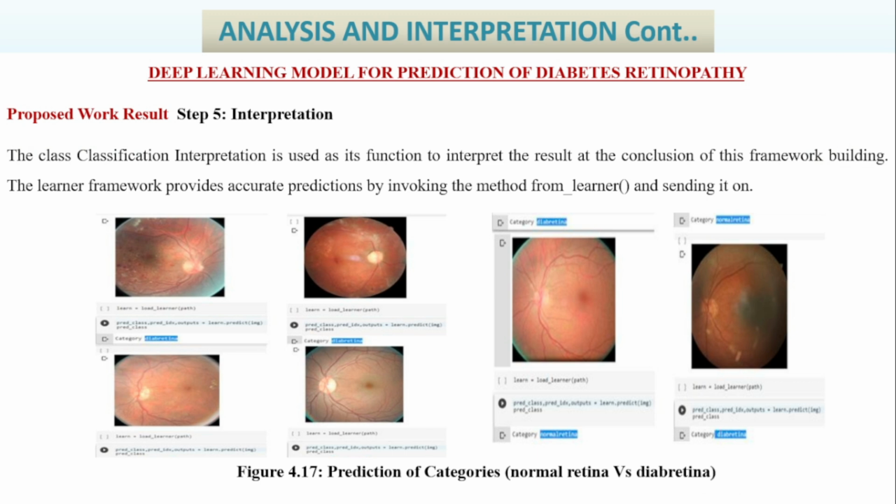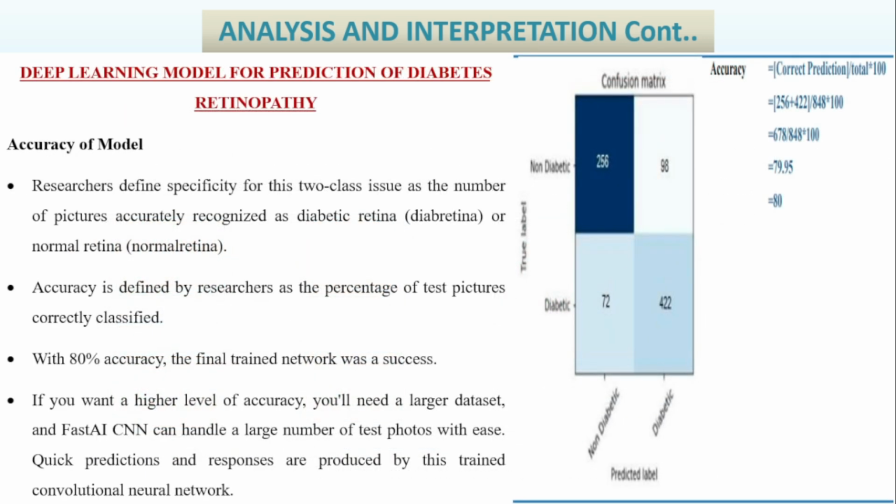Now when we clean the data, the final interpretation and result is used for classification interpretation. Its function is to interpret the result at the conclusion of the framework building. The learner framework provides accurate predictions by invoking the method of the learner and sending it on. Now, the accuracy of the model: researchers define, for these two-class issues, a number. Now, this is the non-diabetic 256, and this is the confusion matrix. This is diabetes 72. Now, the non-diabetic 98, and this is the non-diabetic 72. This is the confusion matrix.